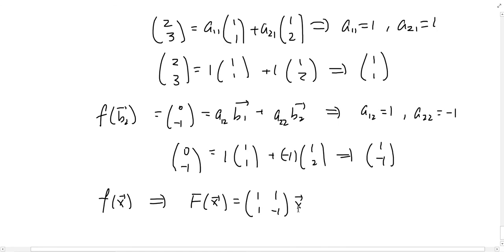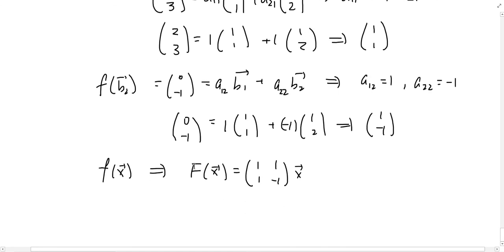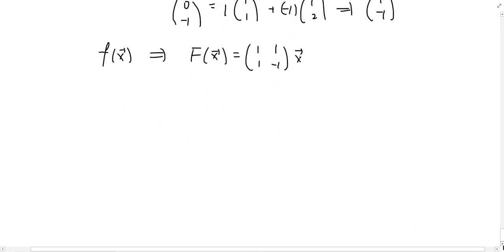Now, important to realize is the following. This function, capital F, does not relate the position vector. It relates the coordinate vectors. Now, how is that different? Imagine the following. Let me show you how this is done.